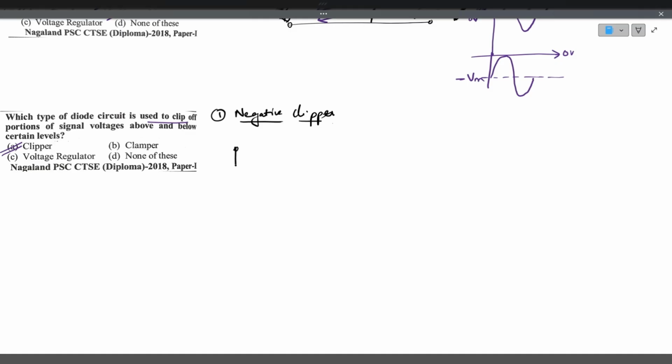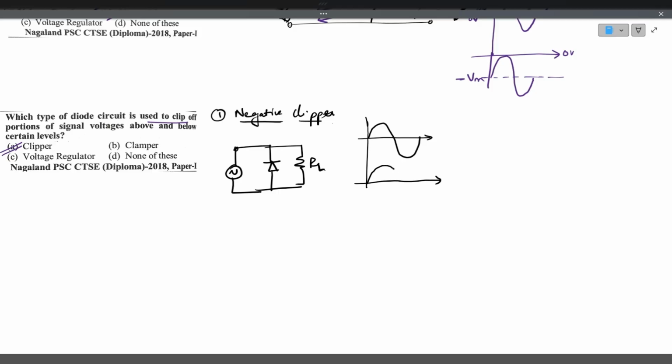This is the input voltage. This is the diode, and this is the resistor. If the input voltage is a sinusoidal voltage, the output will be positive waveform only. Only positive cycles will come. Negative half cycles will be clipped. Why? Because during the negative half cycle, the diode conducts, and output will be approximately 0 volts. So this is a negative clipper.